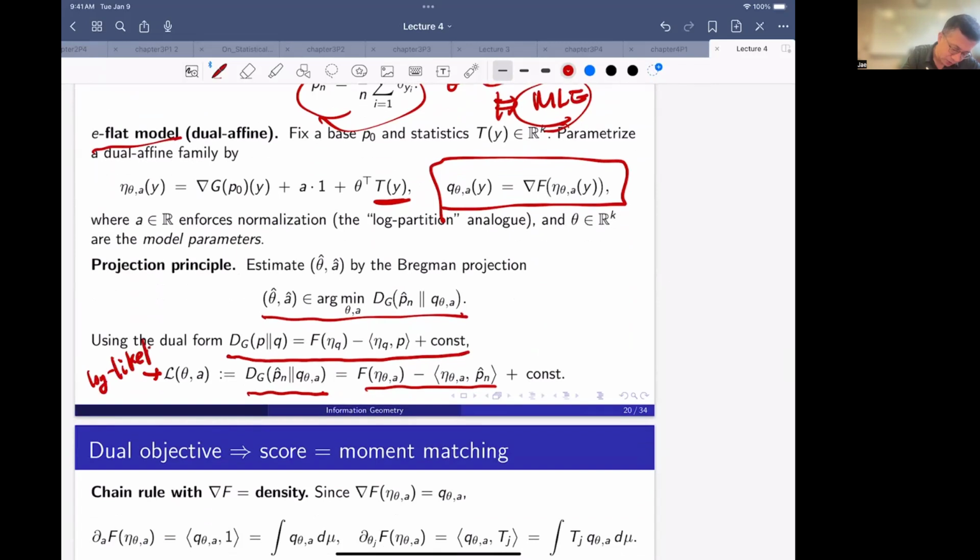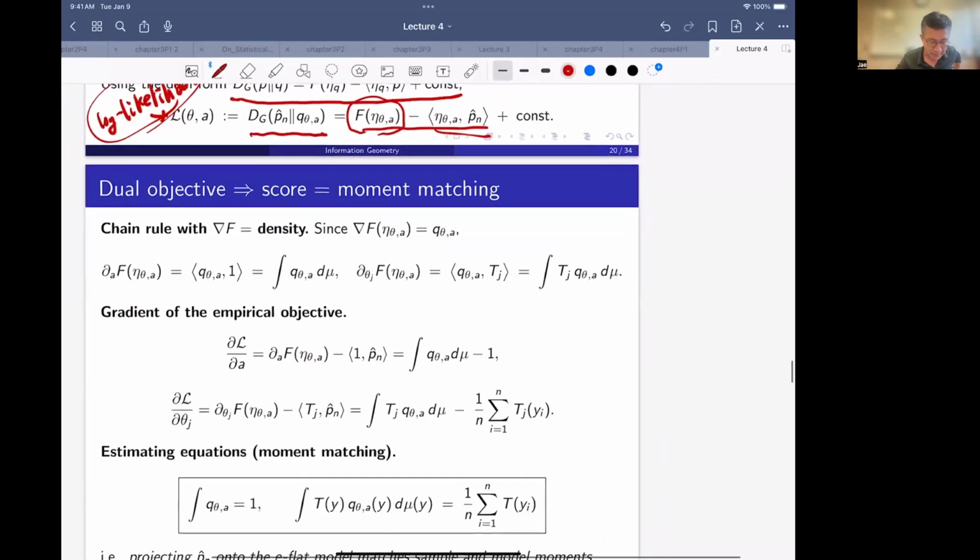It is not exactly log likelihood because we didn't really take a log here, right? This is Bregman. So this is essentially the log likelihood version of the divergence using Bregman. Okay, which is this one. So you need to use the dual function.